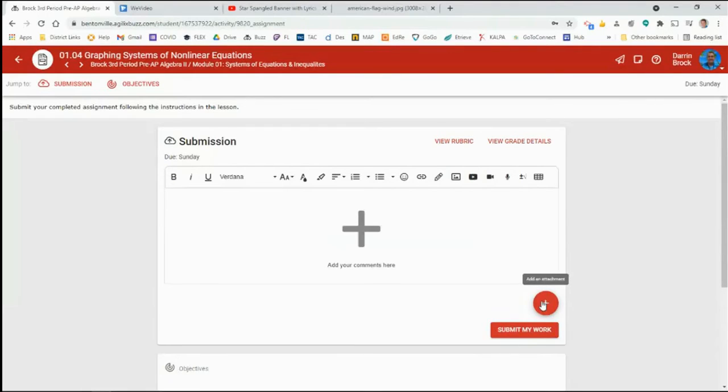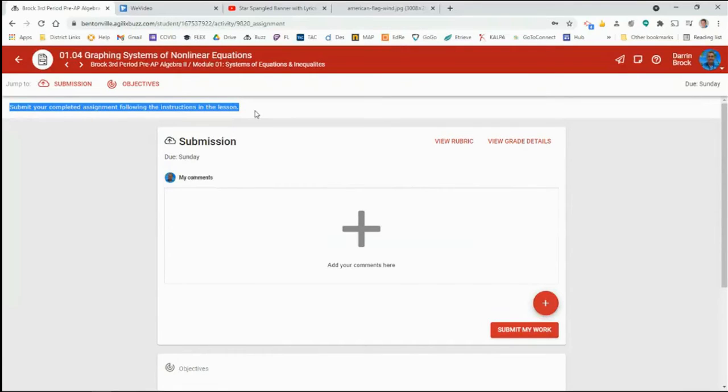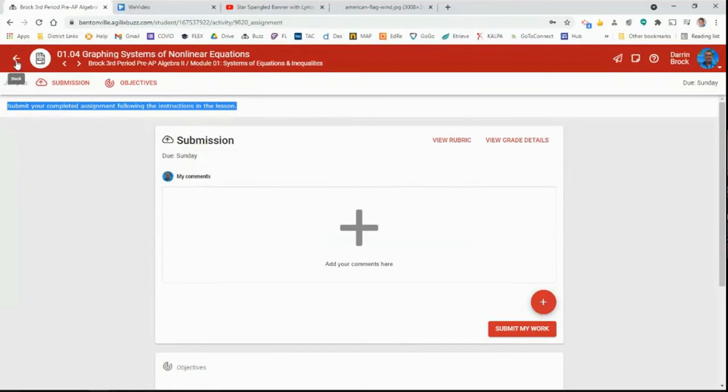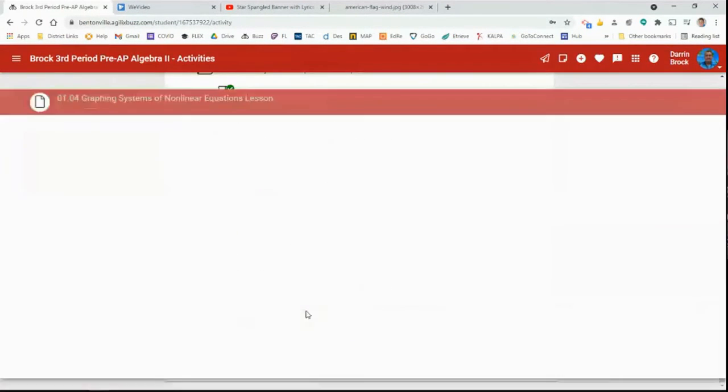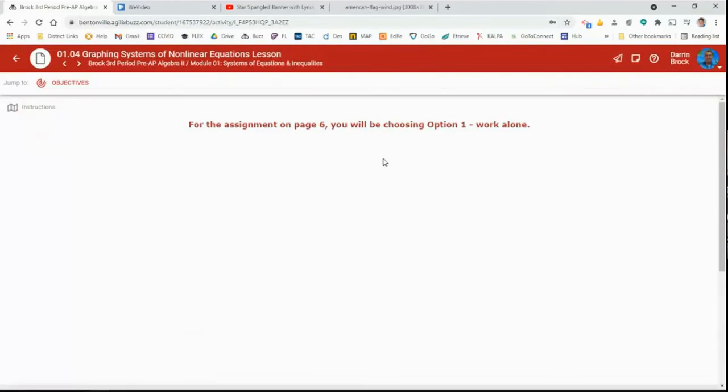You might want to type some stuff. If you do your work on paper, you can take a picture of it. You can do it in a Google Doc and attach a Google Doc, however you need to attach files or type in here. But let me show you where the assignment is. Up here it says submit your completed assignment following the instructions in the lesson. Let me go back here. So if I go back to the lesson, there are 6 pages on this.